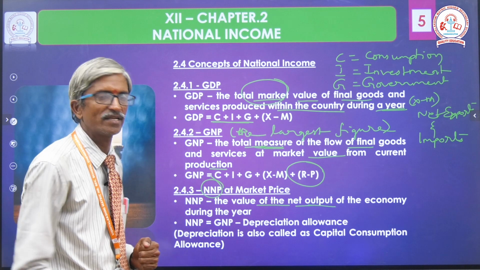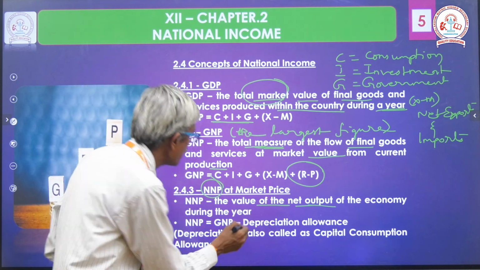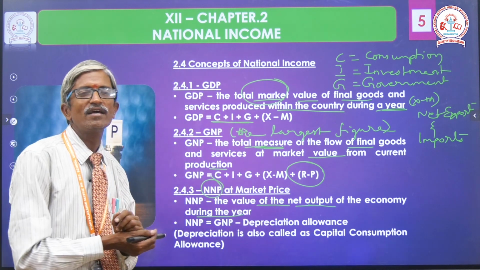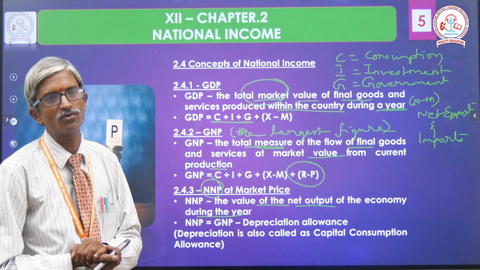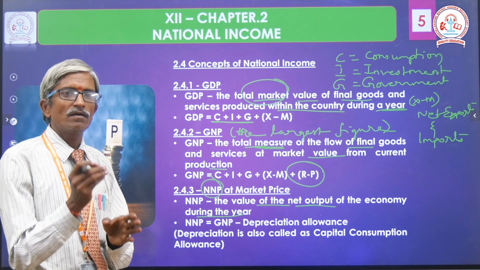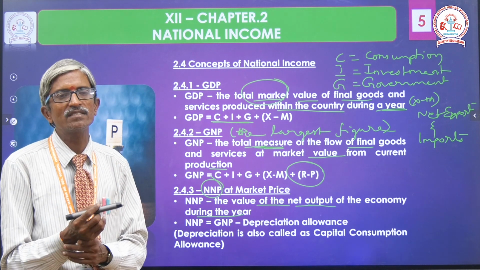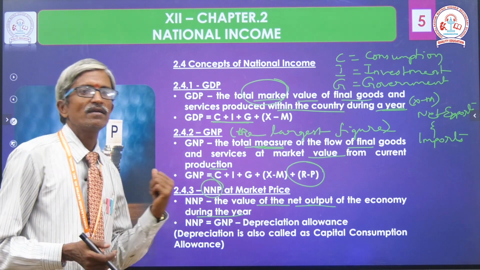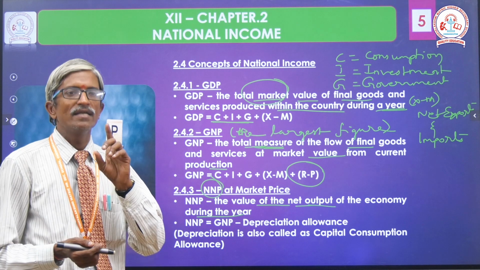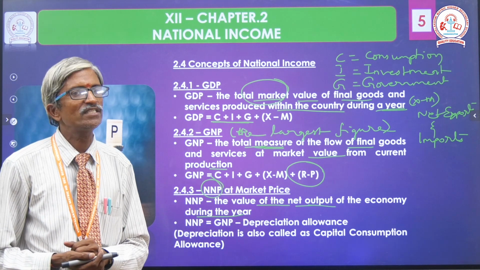NNP at market price: the value of the net output of the economy during the year. Everything is during a year only. What is the formula here? Very simple formula: NNP equals GNP minus depreciation. In other words, if you make some minimum changes in the GNP, that is the formula for NNP. NNP equals GNP minus depreciation. What is depreciation?